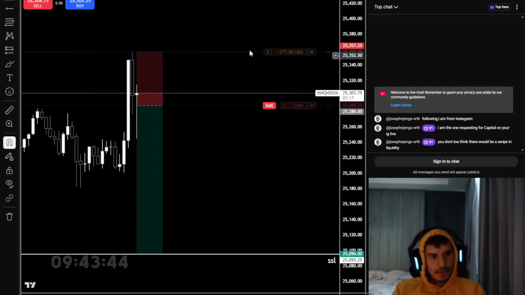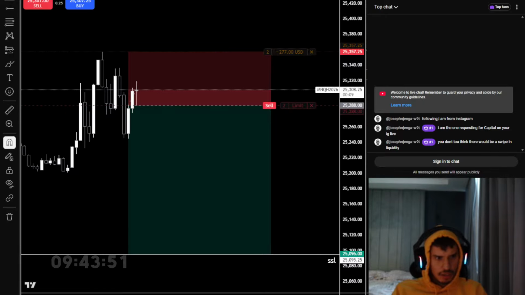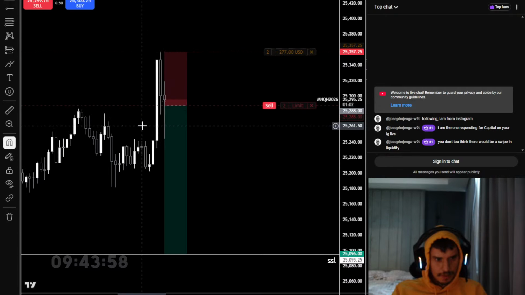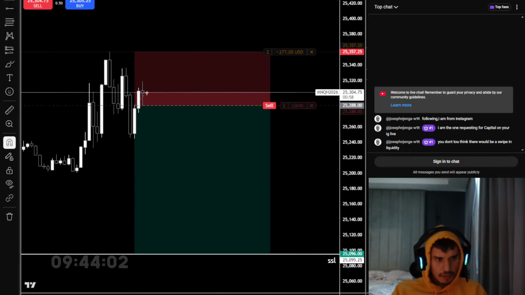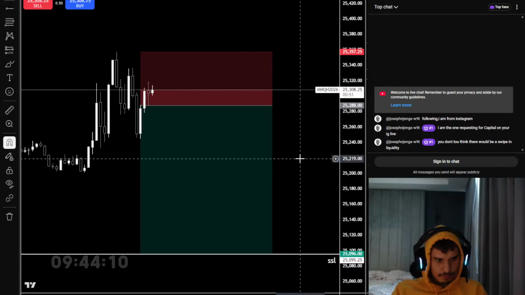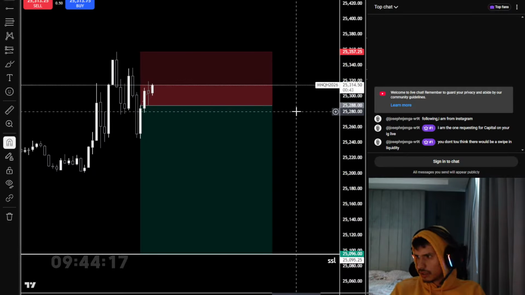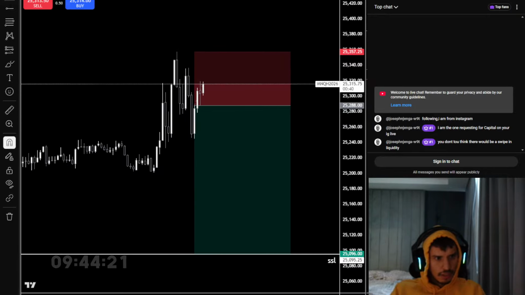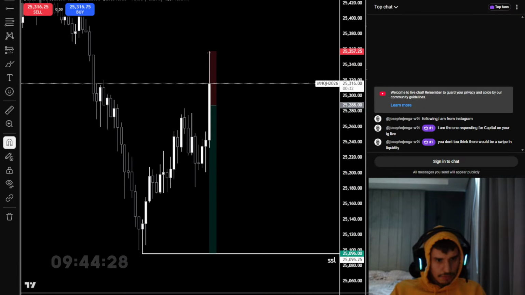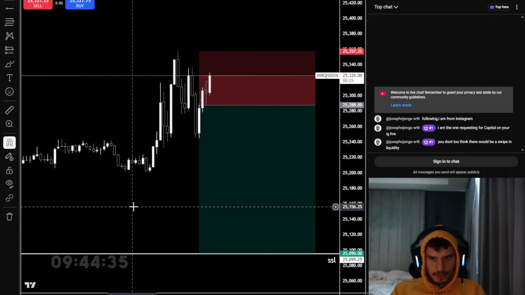It's rejecting the 5 minute gap. Not really what you want to see. Yeah, I'm going to wait. Did have this initial unicorn idea. Yeah, I think we are rejecting this bearish gap here on the left. We are going to make a new 15-minute candle. So I'm going to wait.